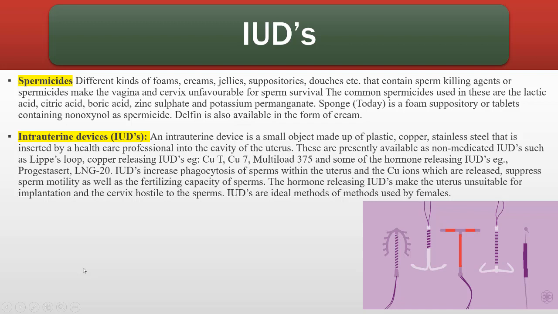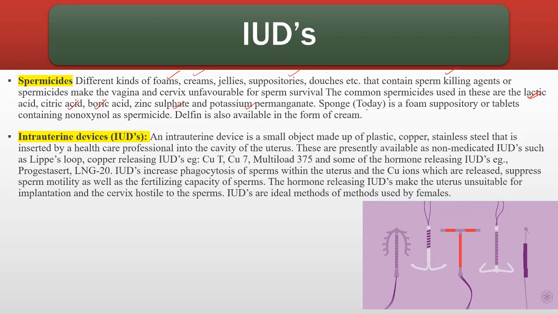So after barrier methods, spermicides. Then intrauterine devices or IUDs. Spermicides come as different kinds of foams, jellies, creams, suppositories. They contain sperm killing agents or spermicides which make the vagina and cervix unfavorable for sperm survival. The common spermicides used are lactic acid, which decreases the pH, and that's why it destroys the sperm. Citric acid, boric acid, zinc sulfate, potassium permanganate can all kill the sperm.